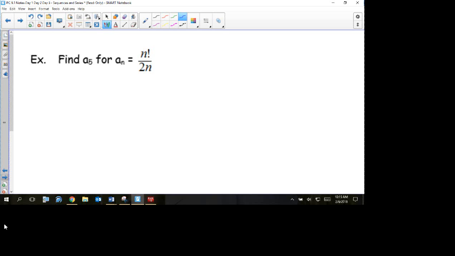Find the 5th term. You only have to do that one time. You just have to do a sub 5. So that means if we're doing the 5th term, we're going to plug in 5. So you do 5 factorial over 2 times 5.